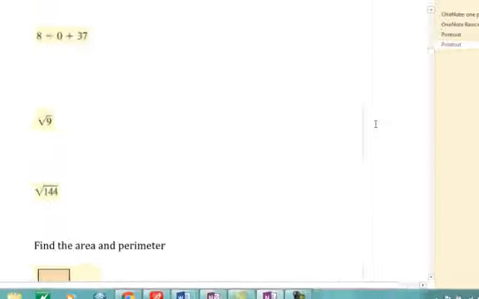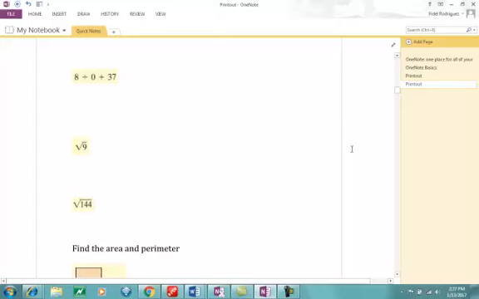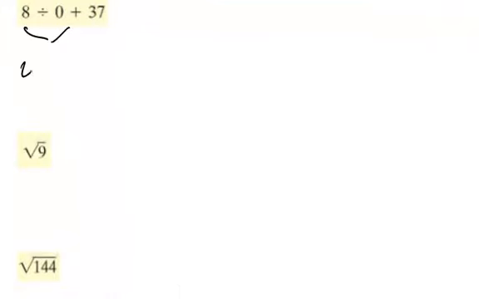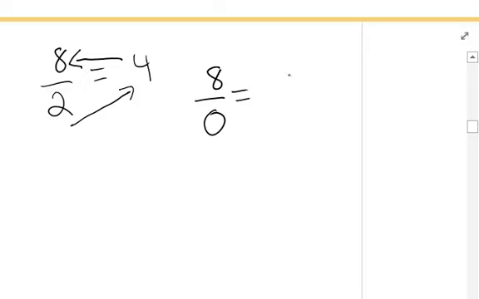Okay, and so for the next part here, it says 8 divided by 0 plus 37. 8 divided by 0 is something we call undefined. We can never divide by 0. If you think about that for a minute, if I asked you what 8 divided by 2 is, our answer would be 4. And our reasoning would be, well, 2 times 4 is going to give me 8. If I asked what's 8 divided by 0, no matter what number I put here, 0 times this number would never ever give me 8. And that's why we say it's undefined.